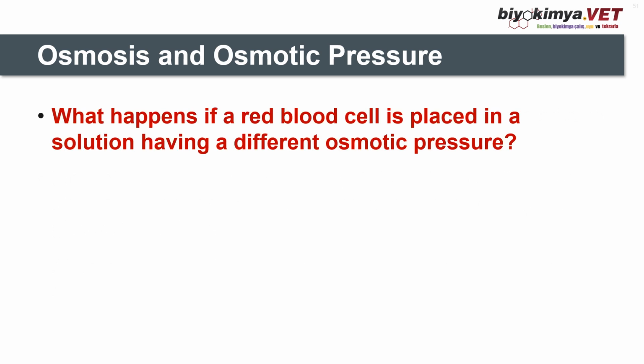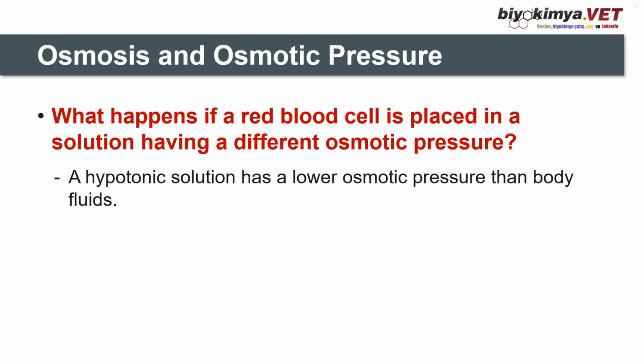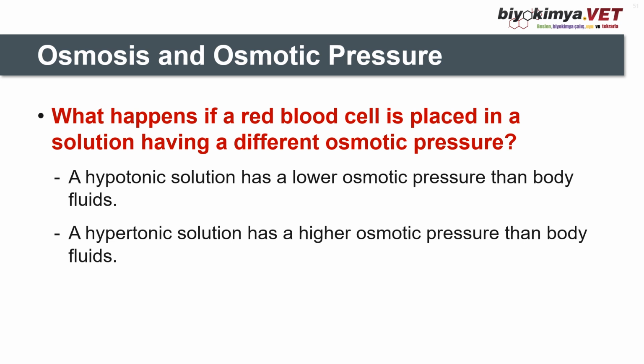What happens if a red blood cell is placed in a solution having a different osmotic pressure? A hypotonic solution has a lower osmotic pressure than body fluids. And the hypertonic solution has a higher osmotic pressure than body fluids. And also we have an isotonic solution, which has an equal osmotic pressure compared to the body fluids. And let's discuss what happens if we administer a hypotonic solution to the body or a hypertonic solution.